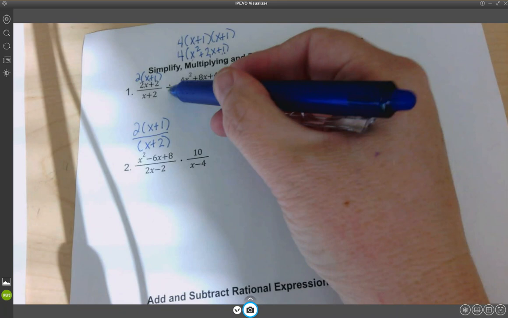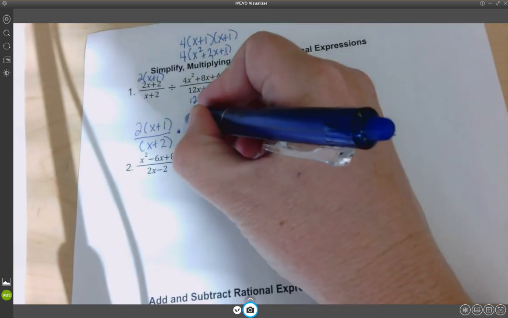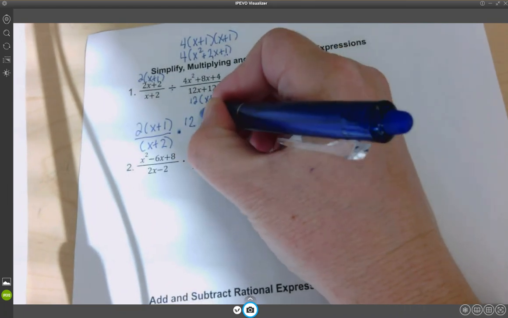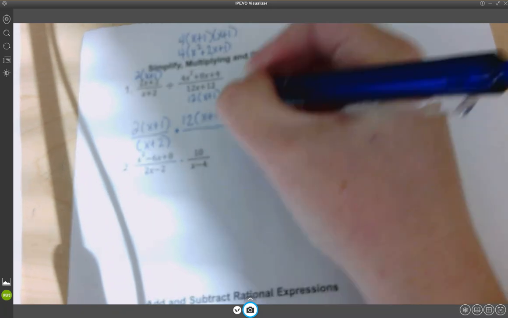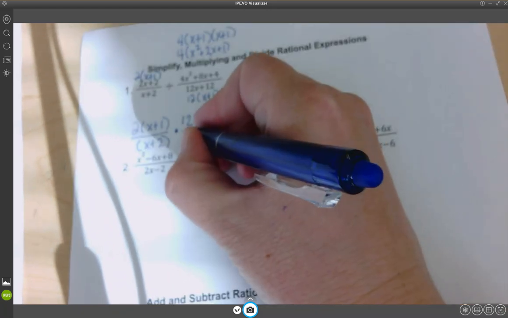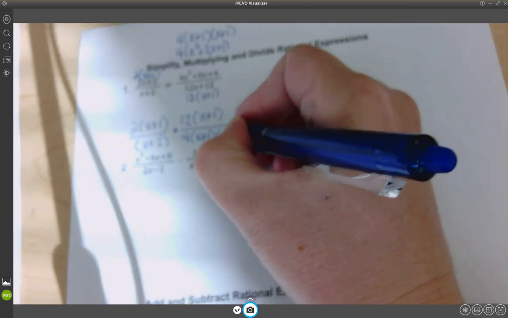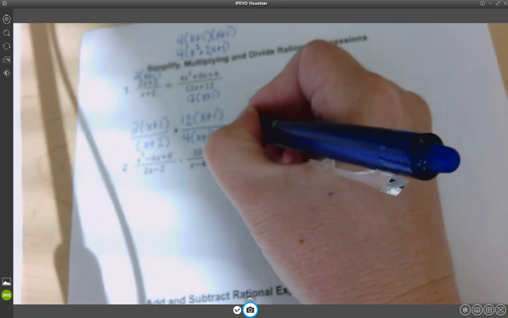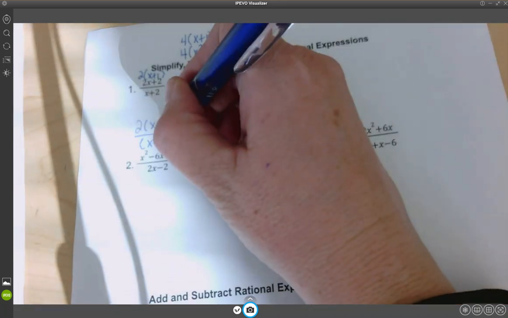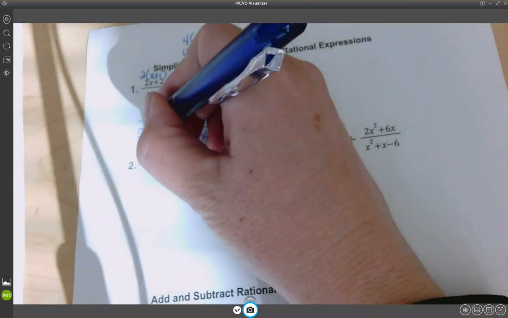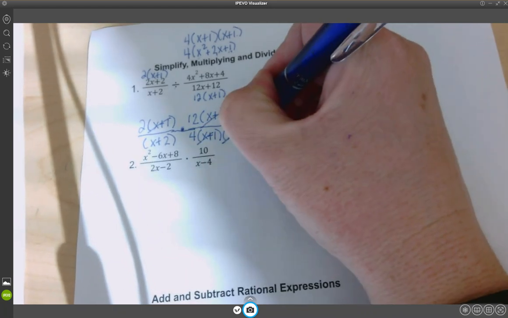And then I'll change my divide to multiply, and I will flip my fraction. So this 12 times x plus 1 goes on the top, and this goes on the bottom. Okay. Now remember, when you're multiplying two fractions, essentially you are just making one big fraction out of them. So anything that's on the top can cancel with the thing on the bottom. And this one on the top can cancel with the thing on the bottom.